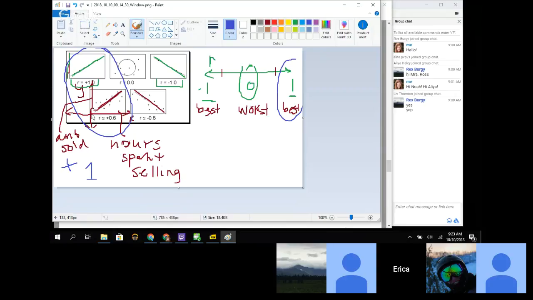Okay. Over here, right? Over here, anybody have a guess what these are? These are a negative correlation. Now, a negative correlation doesn't necessarily mean a bad thing. It's not necessarily bad to have a negative correlation. It just means that your data is negatively correlated. So, in this case, the more hours I spend selling, the fewer Girl Scout cookies I sell. Obviously, that's not a good model for that, right?